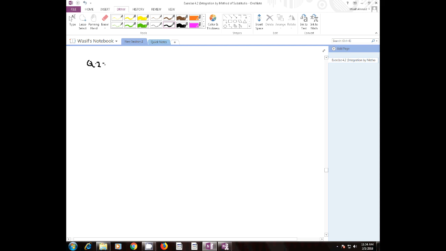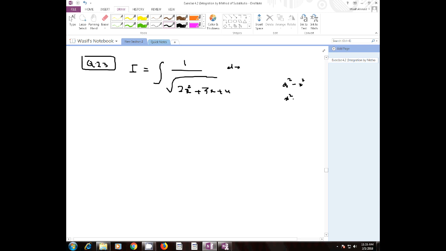Question 23 is integrate 1 divided by square root of 2x square plus 3x plus 4. In such types of question, you have to always make the denominator in the form of a square minus x square, or in the form of x square minus a square, or in the form of x square plus a square. So for this, you have to apply the technique of completing the square in the denominator.